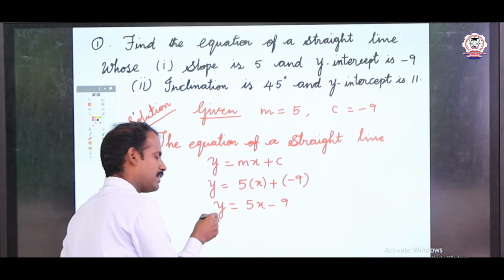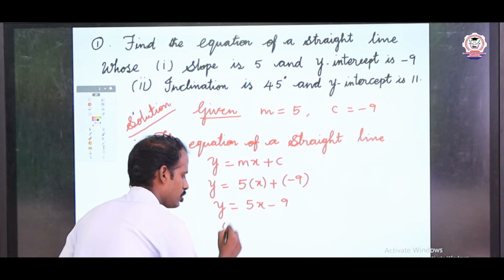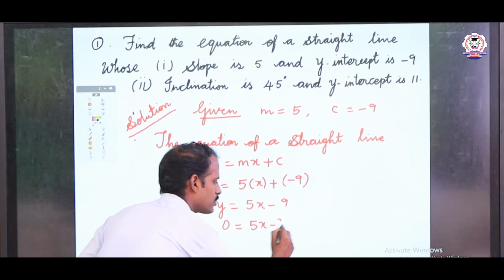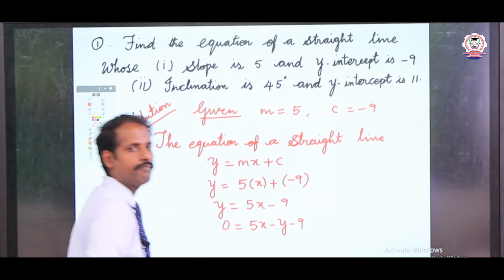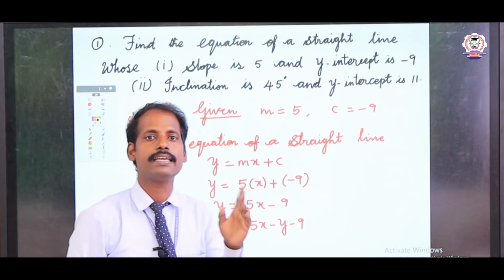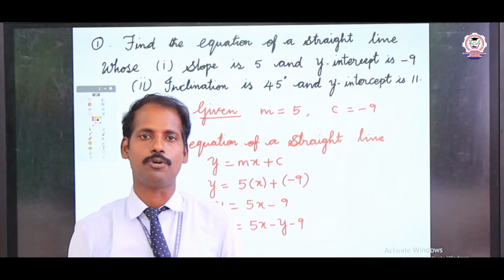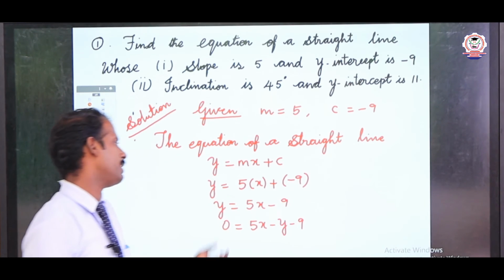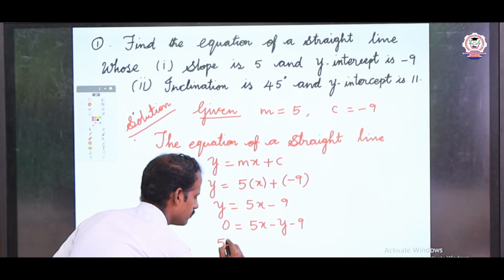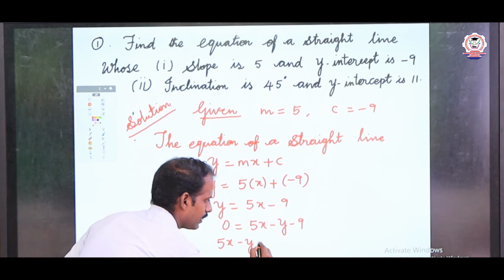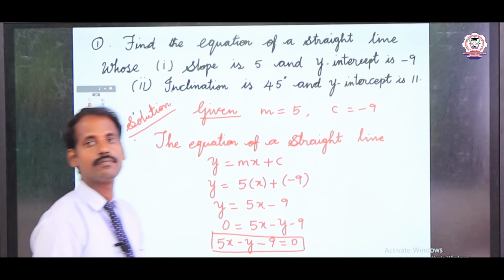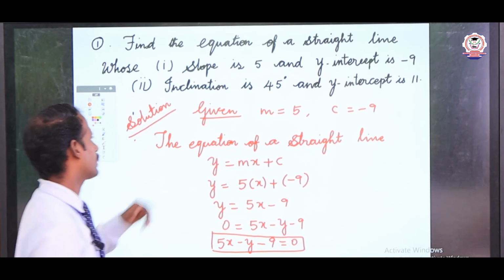Then the left hand side y is sent to the opposite side, so 0 equal to 5x minus y minus 9. Whenever we write the equation ax plus by plus c equal to 0, that is the general form of the linear equation. So 5x minus y minus 9 equal to 0 is the equation of the straight line. Okay, the first sum is completed.